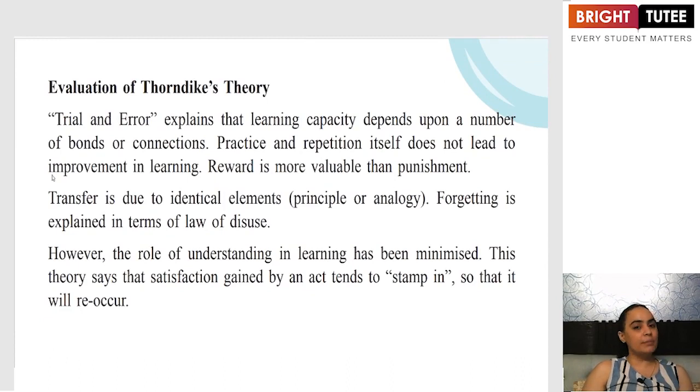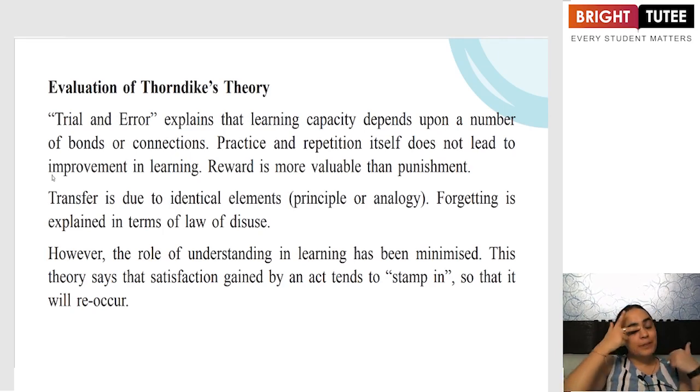Obviously, if Thorndike came up with a theory, it would have been evaluated by the experts also, whether it was good, bad, the loopholes, the positives out of it. So this trial and error theory that we have learned stated that learning depends on a lot of things: the bond or the connection that the stimuli has with the motive of achieving it.